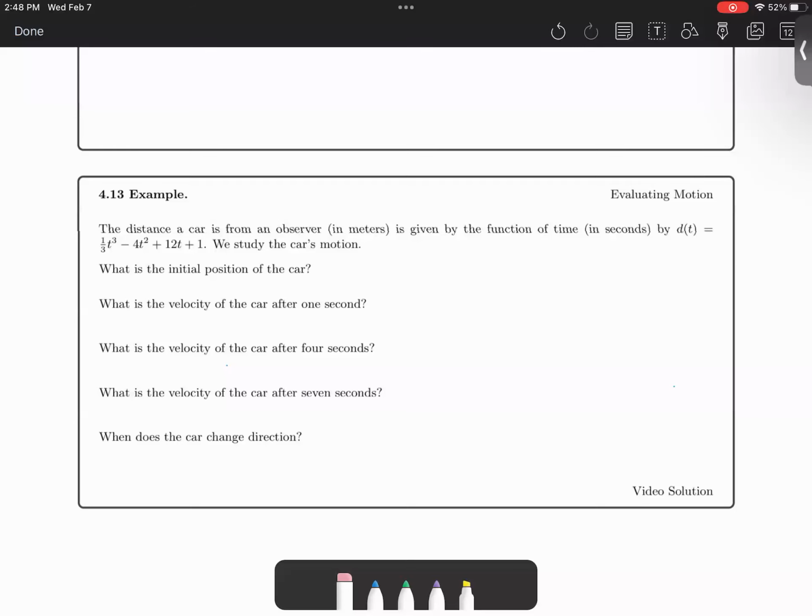Example 4.13 is going to give us a lot of really good insight into what the derivative will mean for a function, and it's going to apply it to a real-world problem. So let's jump into it.